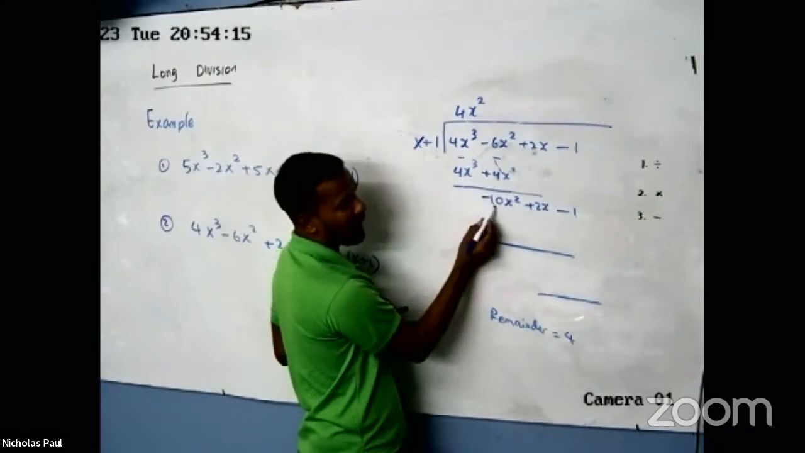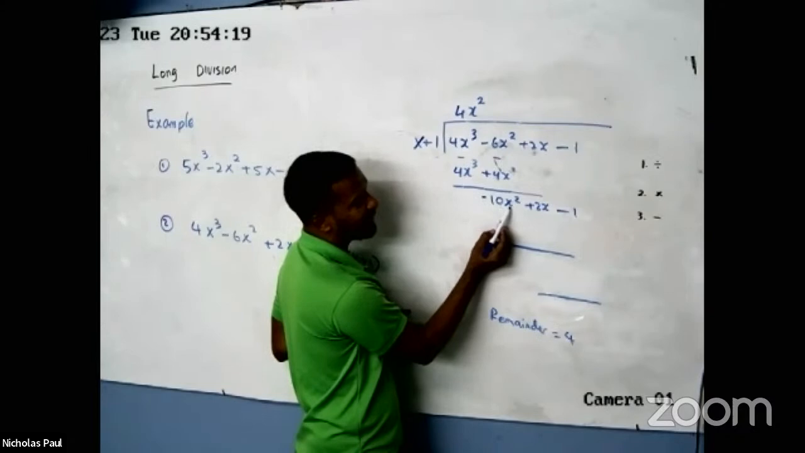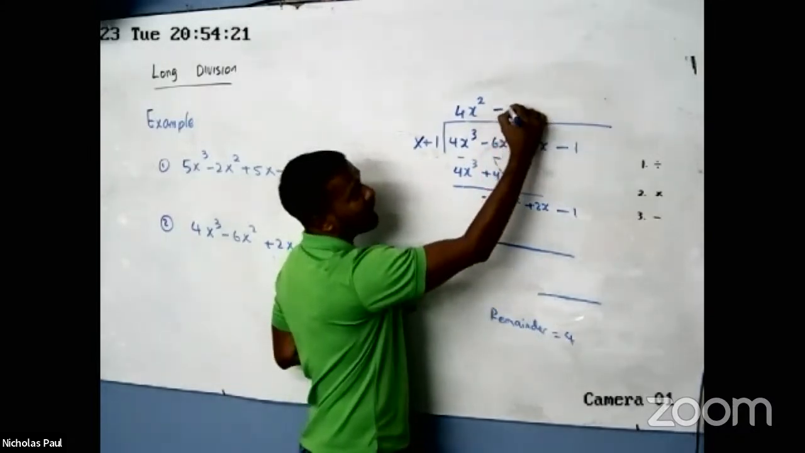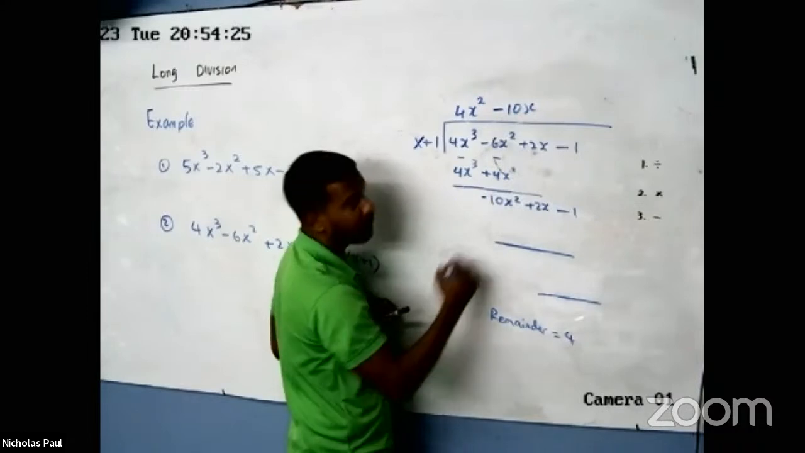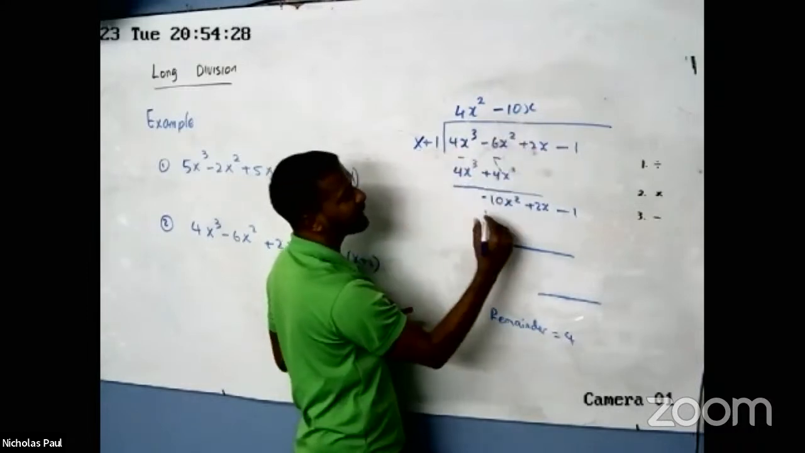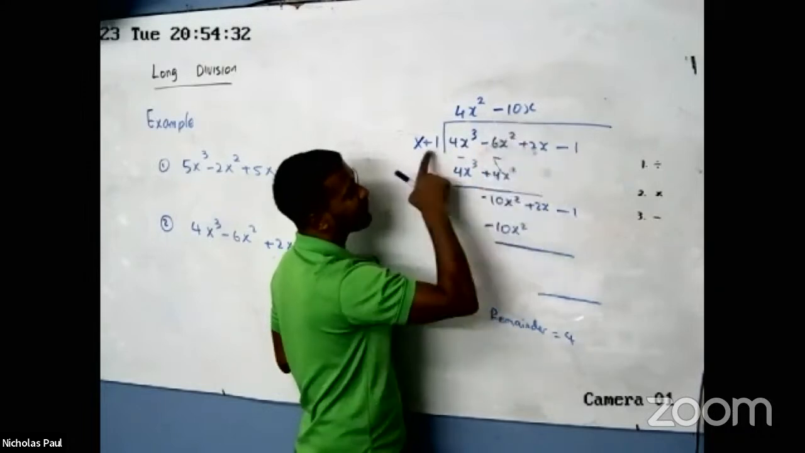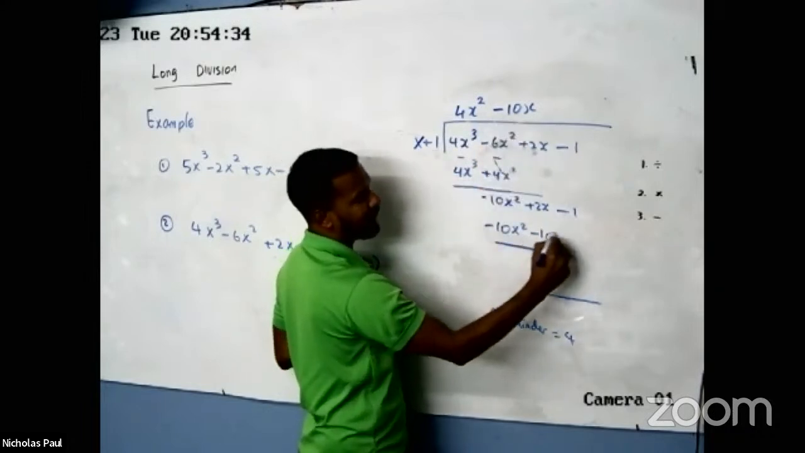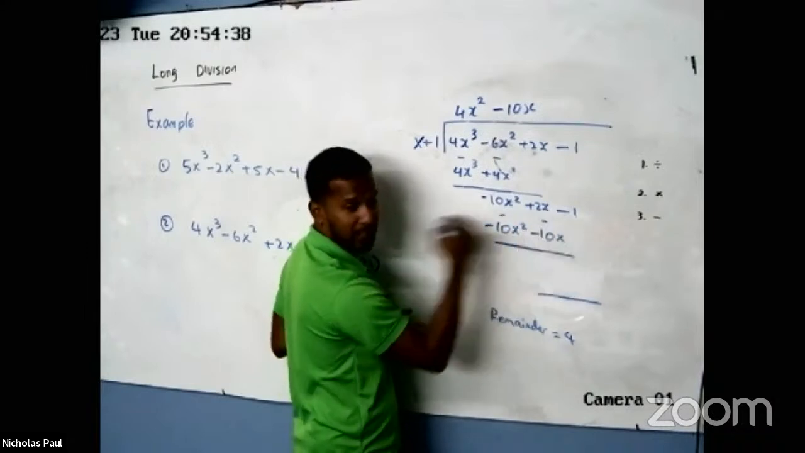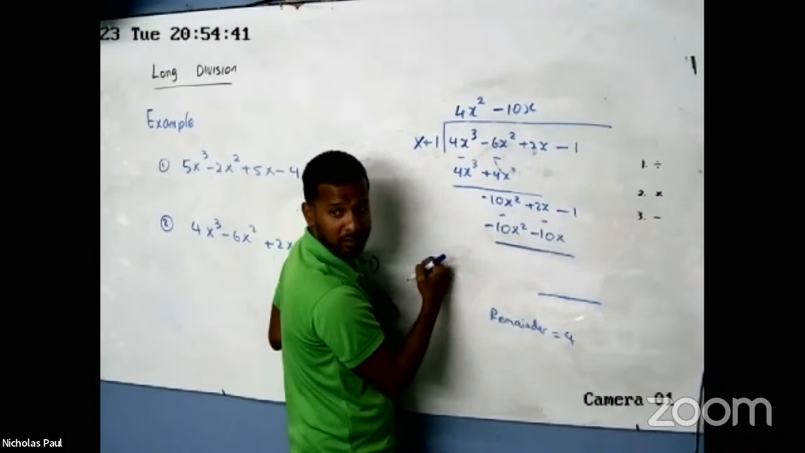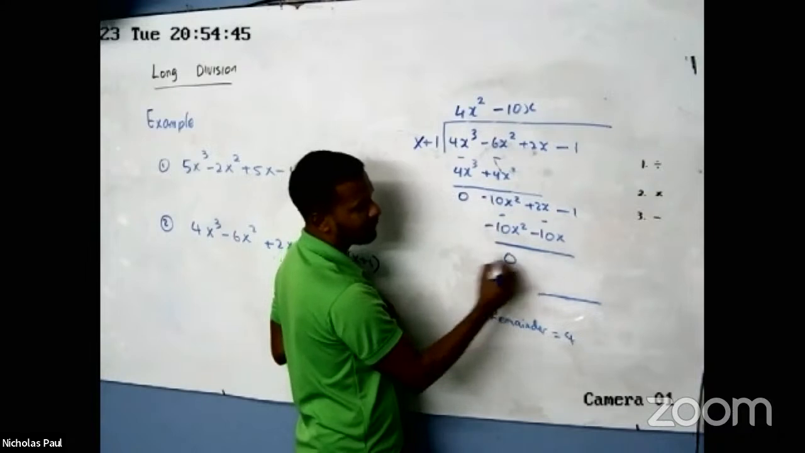X into minus 10x squared will give you minus 10x. Okay, yeah, minus 10x by x is minus 10x squared. Minus 10x by positive 1 is minus 10x. Okay, subtract, subtract. Yeah, this is always 0. You can write a 0 if you want.